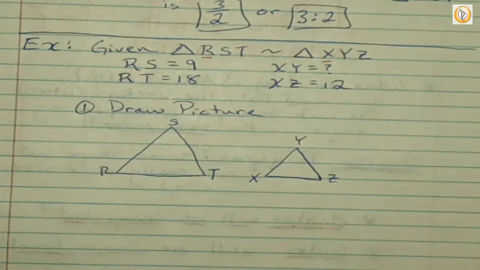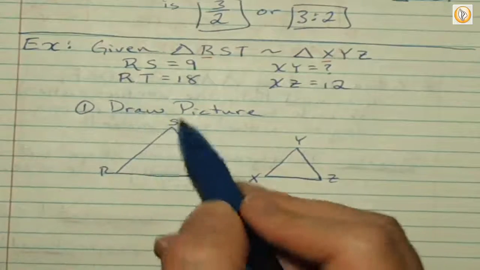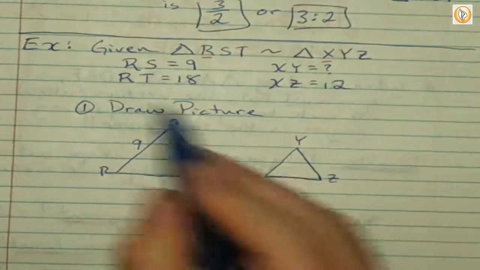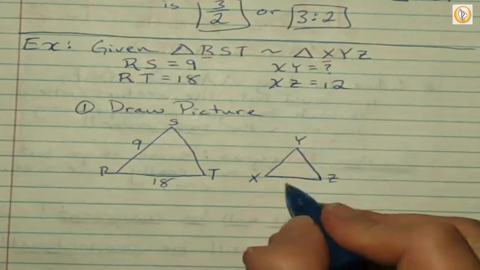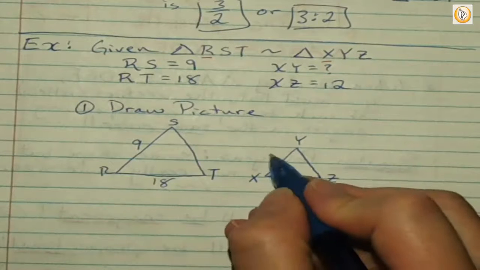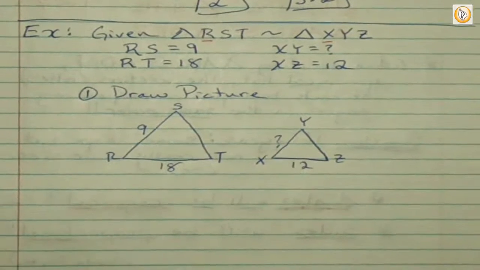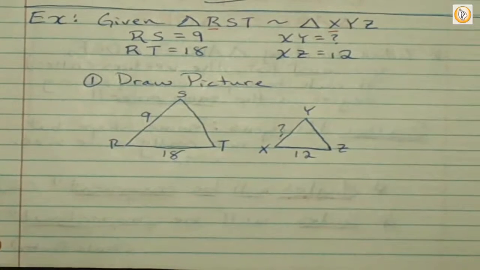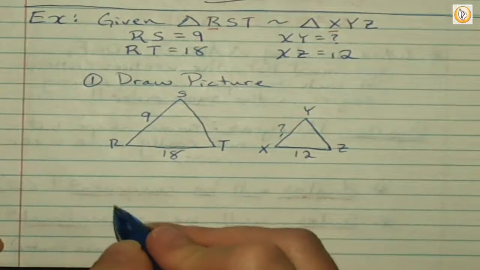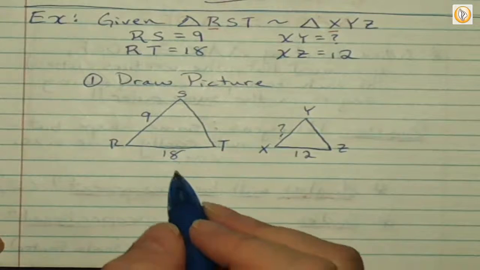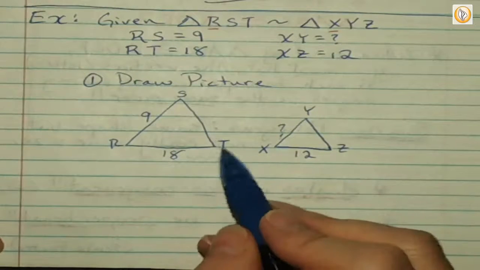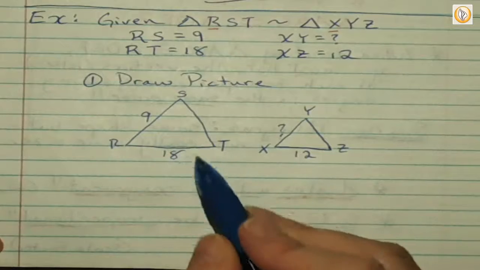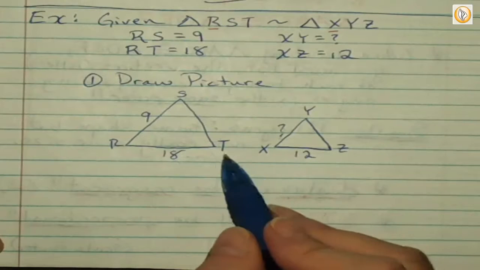One more time. RS is 9, RT is 18, XZ is 12, and we're looking for this one. We don't know what it is. Make sure you draw it appropriately, and then you put in the measurements. Does everyone see where I got these measurements? They were given to us, okay?